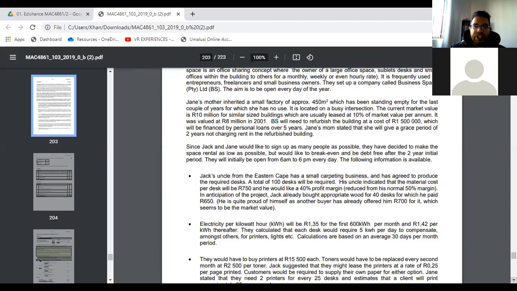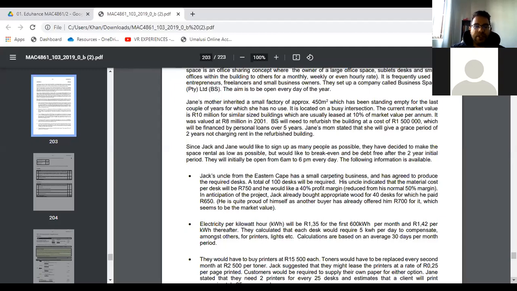Business Space will need to refurbish the building at a cost of 1.5 million, which will be financed by personal loans over 5 years. Okay, take note of that. Jane's mom stated that she will give a grace period of 2 years, not charging rent in the refurbished building.